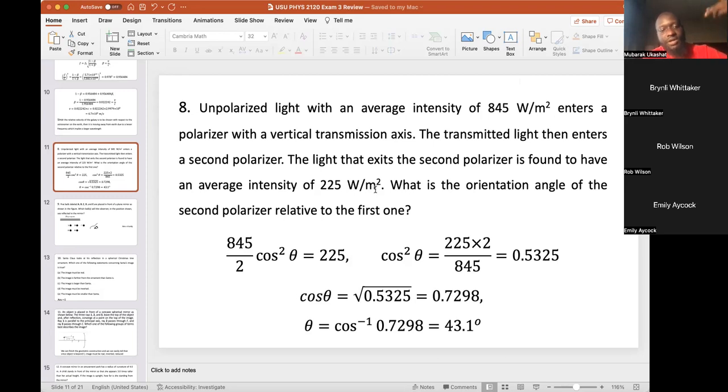It's going to be times the cosine squared of the angle of that second polarizer to the normal, which equals the new intensity you're going to get out of that second polarizer. And we are given that to be 225. So 845 divided by 2 comes into the second polarizer, and what comes out is 225. The relationship between what comes out and what goes in is this Malus law. 845 divided by 2 cos squared theta equals 225. So now we can get theta. Cos squared theta is 225 times 2 divided by 845. We get this. Square root of that gives us cosine theta, and cos inverse of this number gives us the angle to be 43.1 degrees.